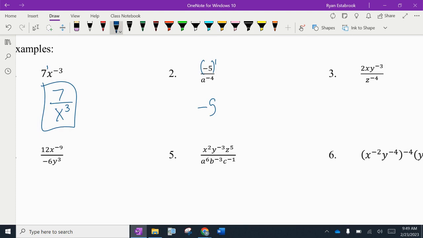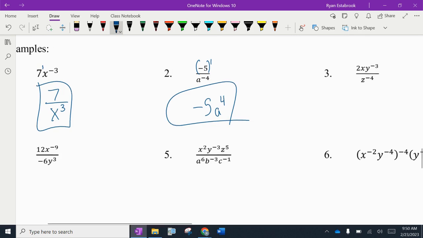However, in the denominator, we have this a to the negative 4. We don't want the negativity. So what we're going to do is change the negative to a positive. And when you do that, you move it. So the a to the negative 4 that was once in the bottom now moves up to the top with the negative 5. And we have no more negative exponents. Notice the negative 5 didn't have to switch also. The negative 5 was okay to stay exactly where it was. Only the negative exponents have to move.